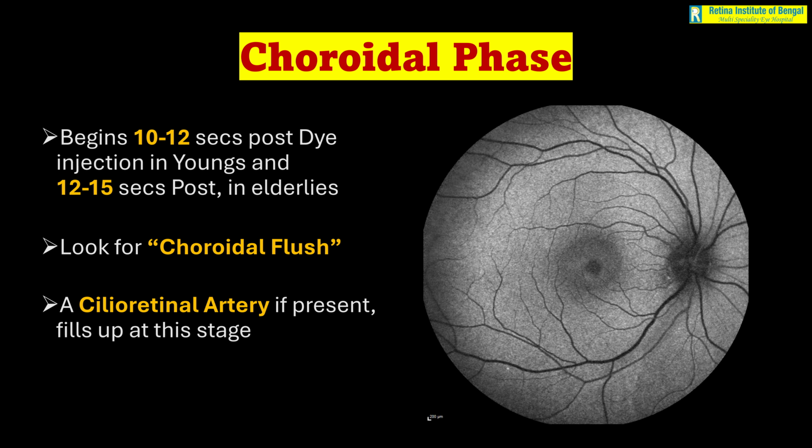And if the patient has what we call a cilioretinal artery, which is usually supplied by the choroidal vascular system, then it can also get filled at this phase. Now if you see all the retinal blood vessels, they are free of dye. None of them have any dye inside them, so they look black and stand out in sharp contrast to the white background due to the choroidal flush. So this is the first phase, the choroidal phase.